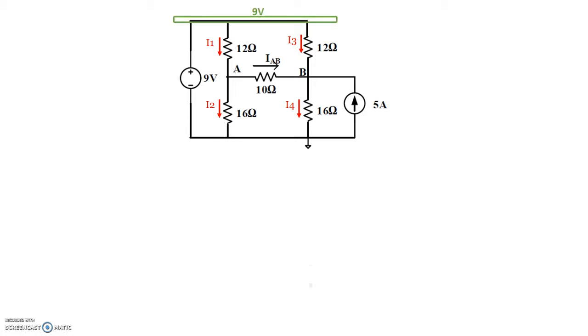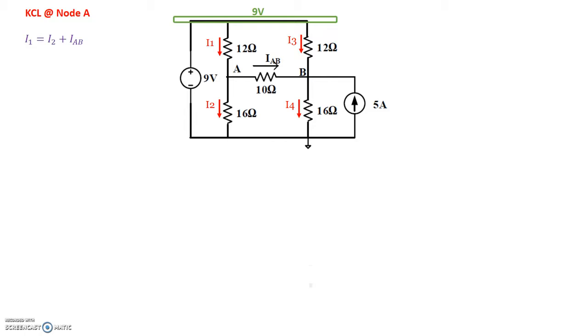Now we have two important nodes, node A and node B, also called essential nodes. We'll do Kirchhoff's current law at each of these nodes. Let's start out with a KCL at node A. When we do Kirchhoff's current law at node A, the amount of current flowing into A is I1, and the amount of current flowing out of A is I2 and IAB. Kirchhoff's current law says current coming in equals current going out. So I1 equals I2 plus IAB.